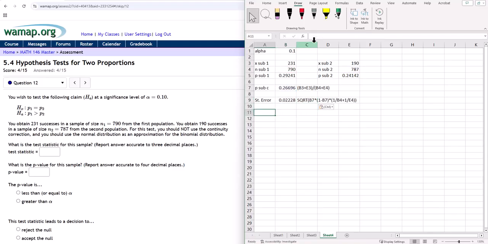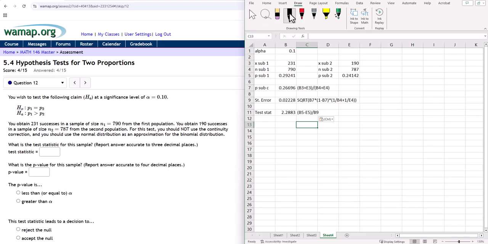All right, next up we can use our proportions and our standard error to find our test statistic. And for that I need the difference, p sub 1 minus p sub 2, over our standard error, and I get a test statistic.